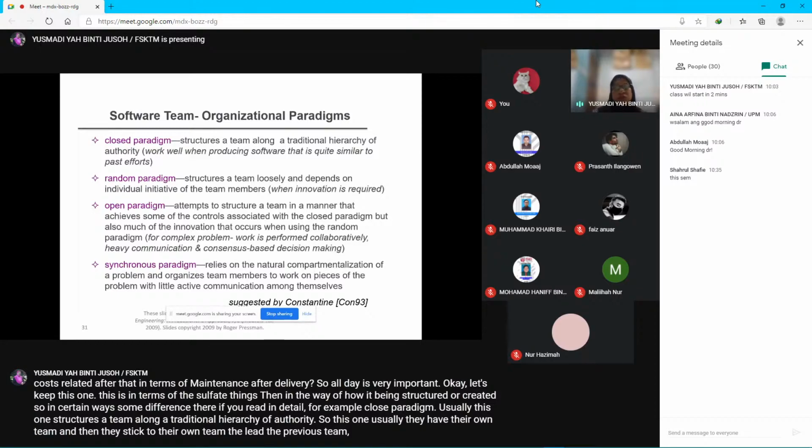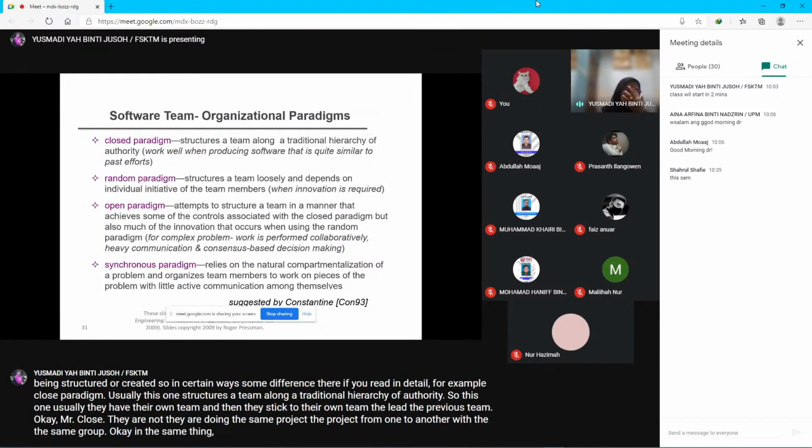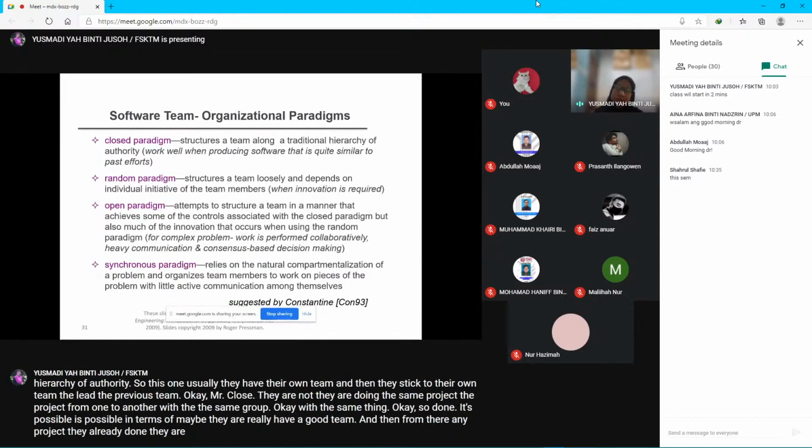Okay, that means they are doing the same project, from one project to another, with the same group, with the same team. So what we call the closed paradigm. It's possible that they already have a good team, and from there, for any project they have done, they stick together with that particular team. Okay, that is the closed paradigm.